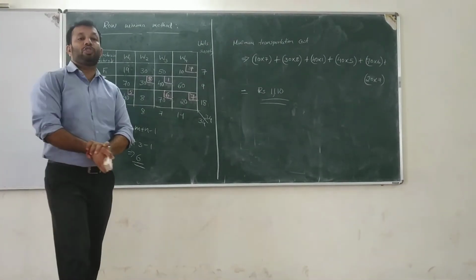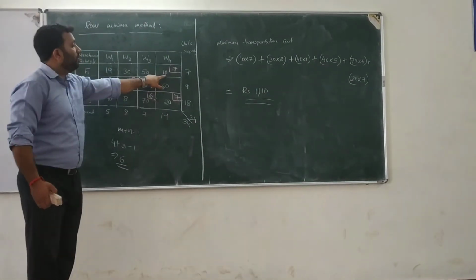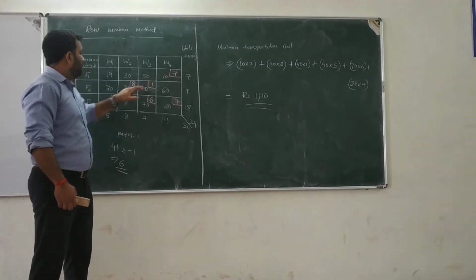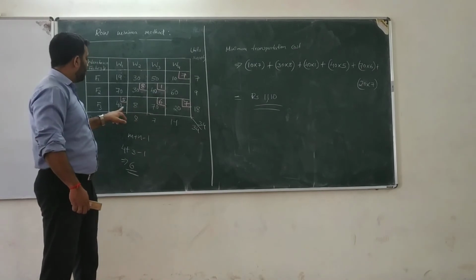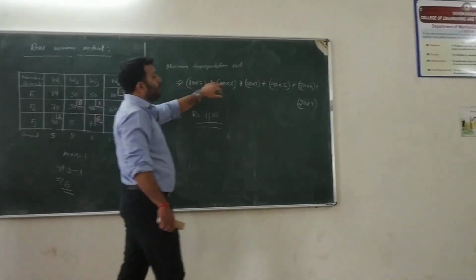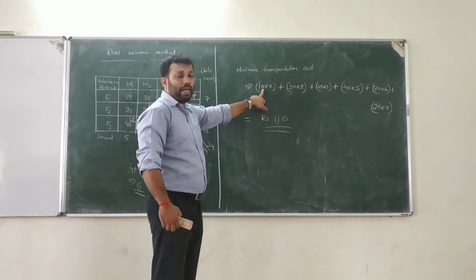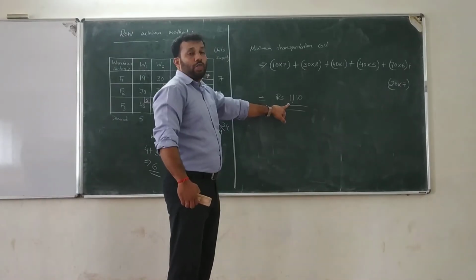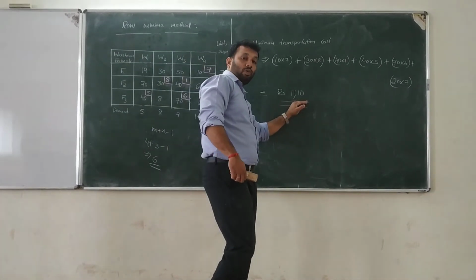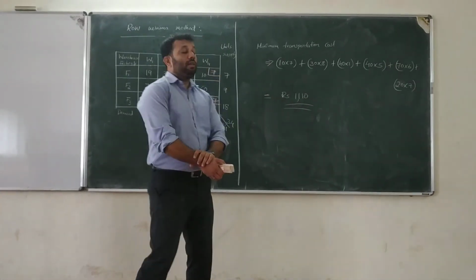Now the final task is to find the minimum transportation cost. As I told you, we multiply the price of that particular position by the number of units. That is 10 into 7 plus 30 into 8 plus 40 into 1 plus 40 into 5 plus 70 into 6 plus 20 into 7. We add all these units multiplied by their unit prices. In total we get the transportation cost as 1110. So 1110 is the minimum transportation cost we have found using the row minimum method.